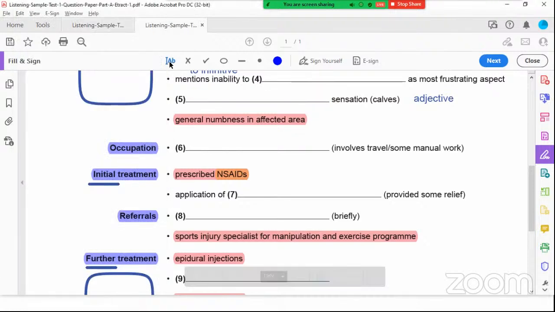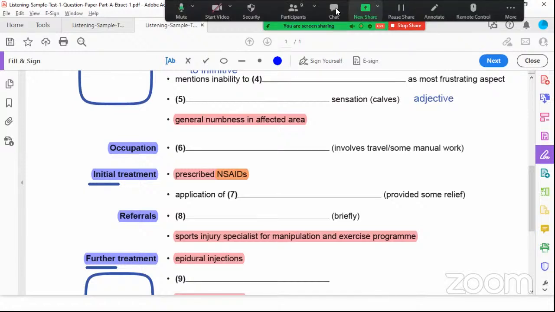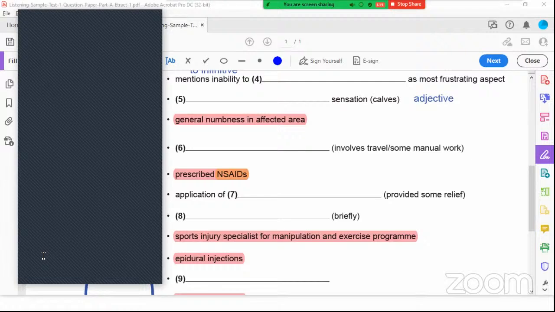So what are the other words that you may hear? Question number 6, other words that you may hear. So this is occupation. What are the other words for occupation that you may hear there? It may be job, it may be vocation, it may be profession. Okay, work, occupation, job, vocation, profession. Any word may be there.